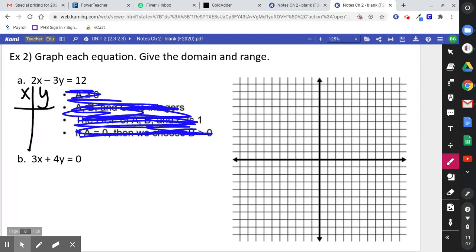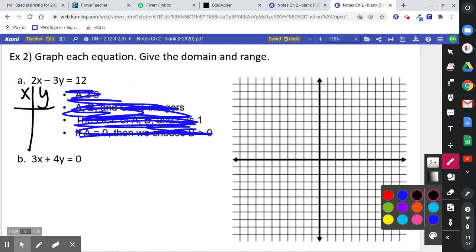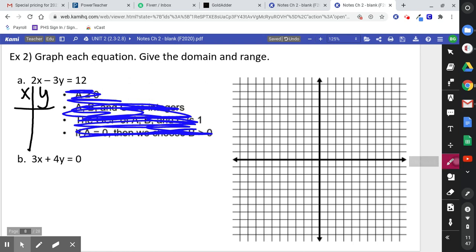So what I'm going to do is make a table. Make an XY table. And we all know the easiest number to plug in is going to be 0. So I'm going to plug in 0 for my x. And so I'm going to do this in my head because 0 is so easy. What happens is 0 plugs in for x and makes all of this stuff 0 right here, resulting in a really easy equation that I can solve in my head.